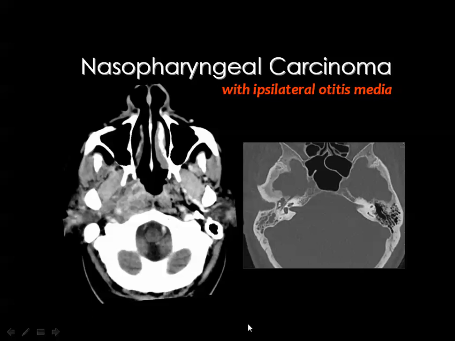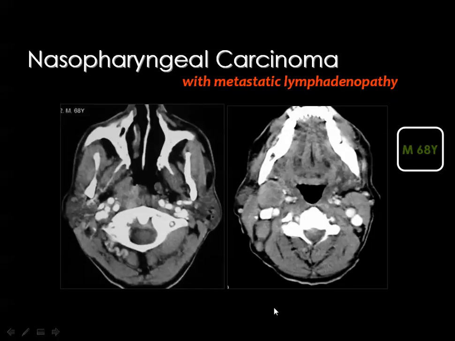Then this is a good example of a nasopharyngeal carcinoma with ipsilateral otitis media. You can see in the axial image there is a mass infiltrating the nasopharyngeal wall medial to the parapharyngeal fat. And in the bone window image, you can see that the middle ear cavity is obliterated by secretions. Also the mastoid air cells are obliterated by similar secretions secondary to obstruction of the Eustachian tube.